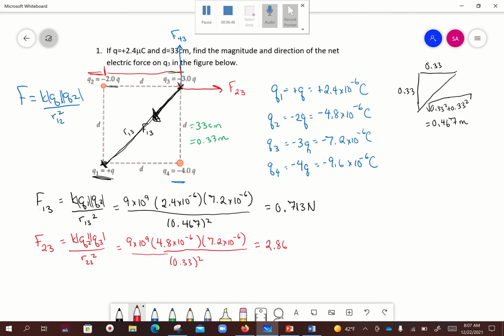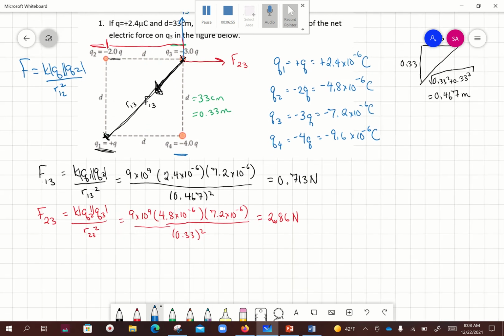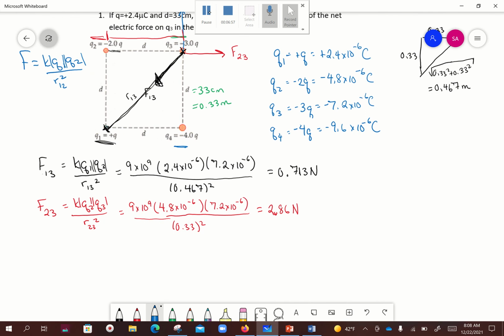And plug all those numbers in, I get 2.86 newtons. All right, so the last one is the force between 4 and 3. So it's K, Q4, Q3 over the distance between 4 and 3 squared.